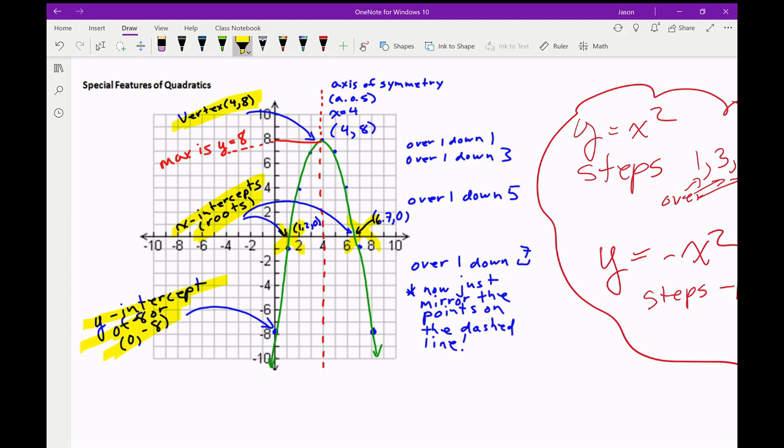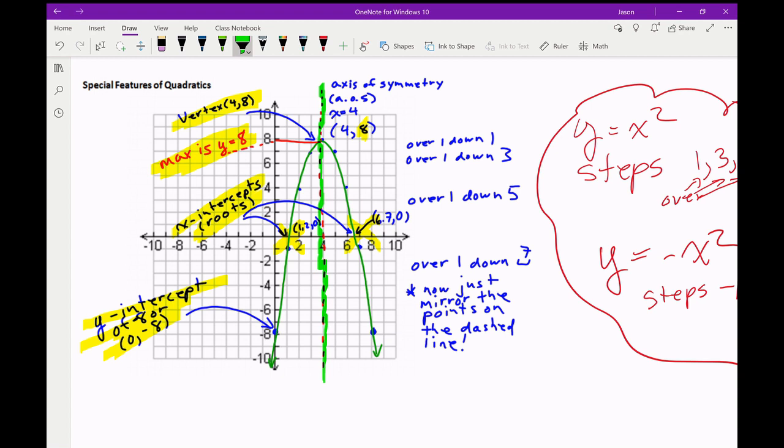Now, the only thing that I haven't said here is what the maximum is. Because this graph is opening down, we have a maximum of y equals 8. And you'll notice that the maximum comes from the y coordinate in my vertex. The last thing that I need you to recognize is that every parabola always has an axis of symmetry, and that axis of symmetry always goes through the vertex.